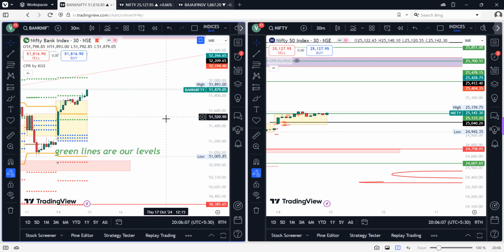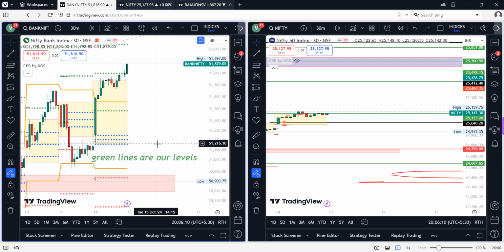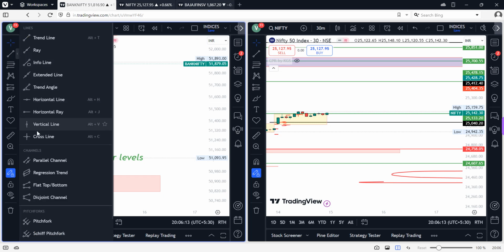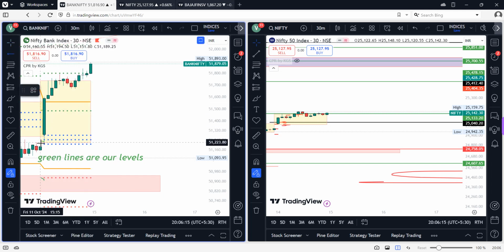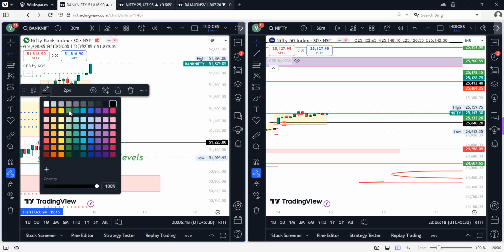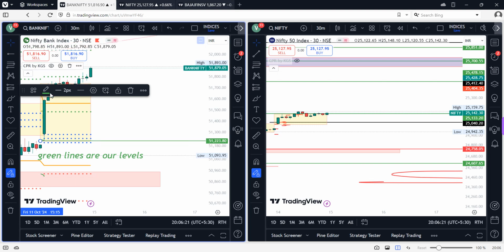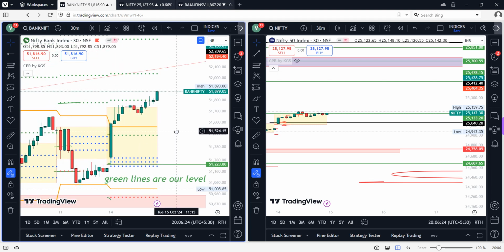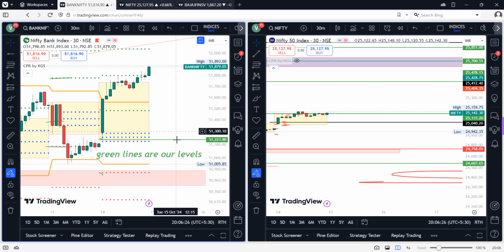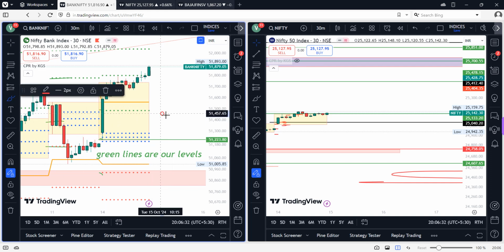Now let's mark the demand and supply zones for today. You can see here, this is the demand zone. We mark this with green color, and if the price comes here, we can expect a bounce back from this level. For example, if the price started somewhere here and comes to this level, there is a chance to bounce back. This is the power of demand zones.